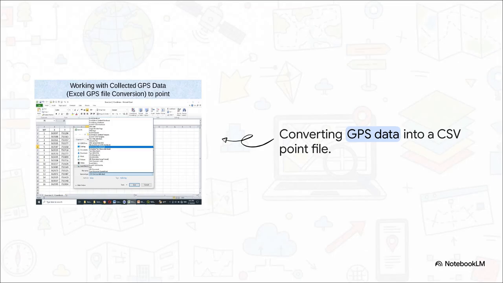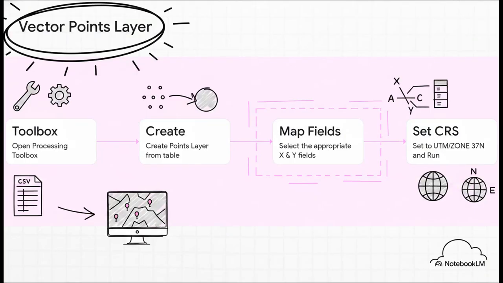Picture this. You are out in the field with a handheld GPS, capturing X and Y coordinates at various waypoints. You get back to your computer, and that data goes straight into Excel. The vital first step to getting your field data into QGIS is just taking that standard spreadsheet and saving it as a CSV, a simple comma-delimited text file. Once you have that CSV ready, QGIS takes over the heavy lifting.